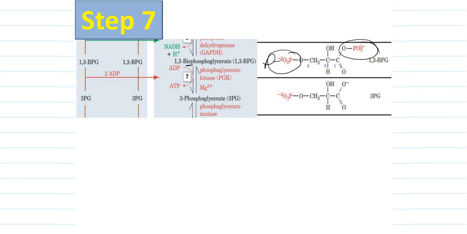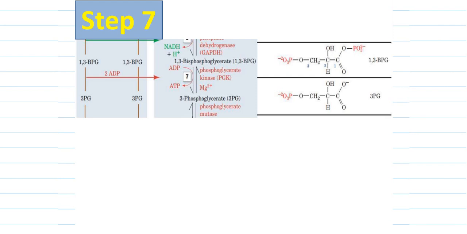So now 1,3-bisphosphoglycerate is releasing the phosphate present at the first carbon, so that phosphate will combine with adenosine diphosphate that is already present in the cytosol to form adenosine triphosphate. So this is one example of substrate level phosphorylation. Substrate level phosphorylation means the substrate itself releases the inorganic phosphate, and that inorganic phosphate combines with adenosine diphosphate to produce an ATP. That is called substrate level phosphorylation.